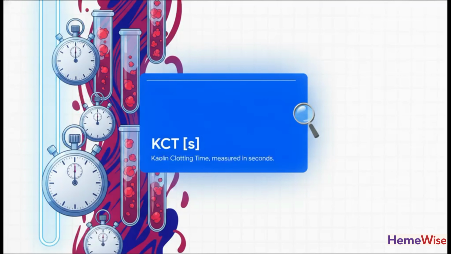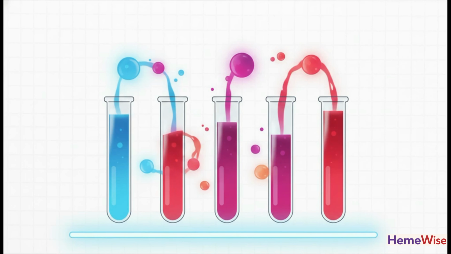We're going to start on the left with the y-axis. It's labeled KCTS, which stands for Kaolin Clotting Time, measured in seconds. You can essentially think of this axis as a stopwatch. It's just measuring how long it takes for a blood clot to form in a given sample. So naturally, the higher up the axis you go, the longer that blood is taking to clot. Pretty straightforward.